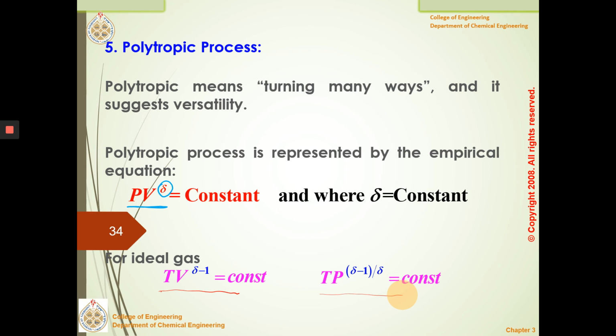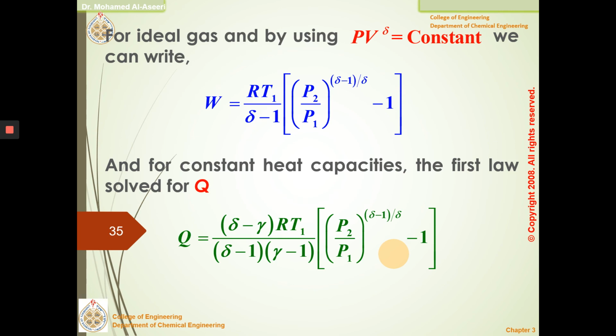Indeed, for those who want to solve more problems from other textbooks, many textbooks, instead of using delta, use N. So it's either called delta or it's called N in some other textbooks. Because it is similar to the adiabatic for an ideal gas, the same equation that I derived for the adiabatic is here, but instead of gamma, I have delta.